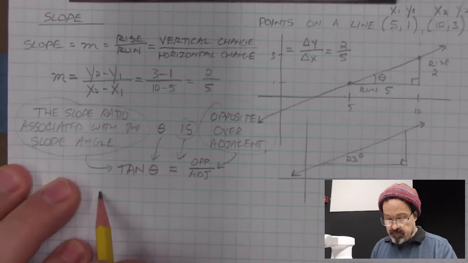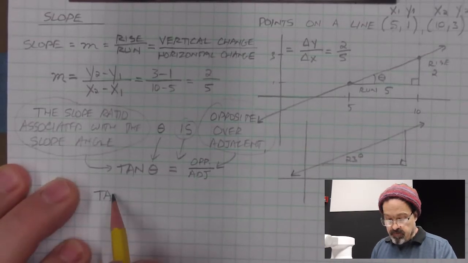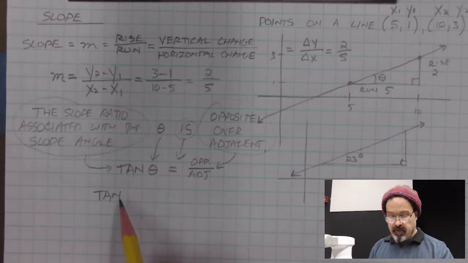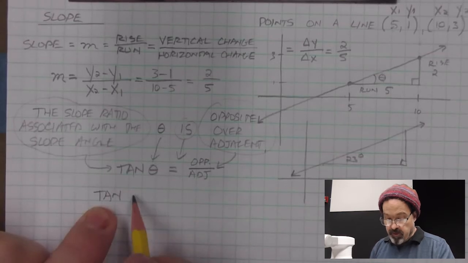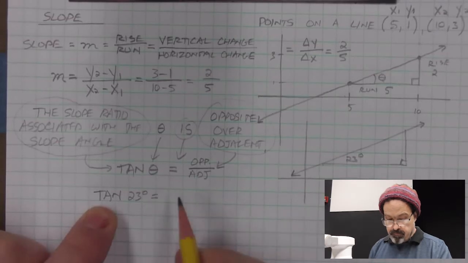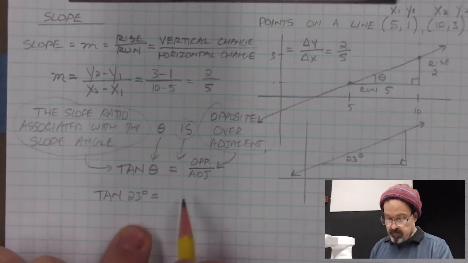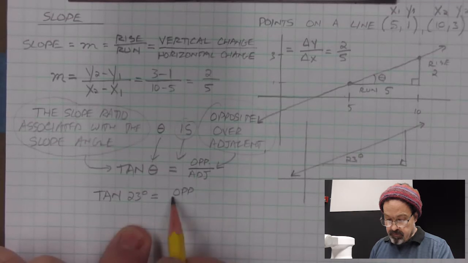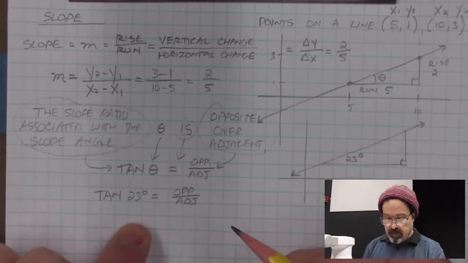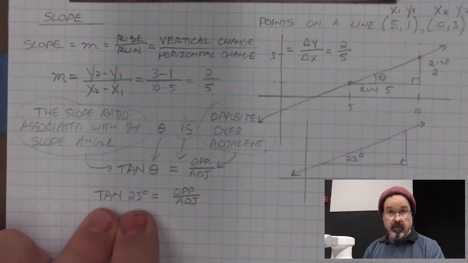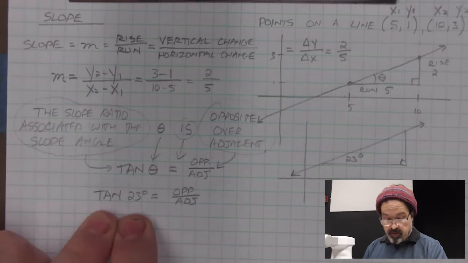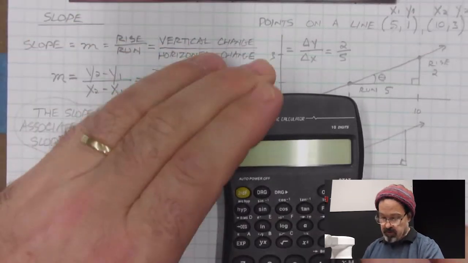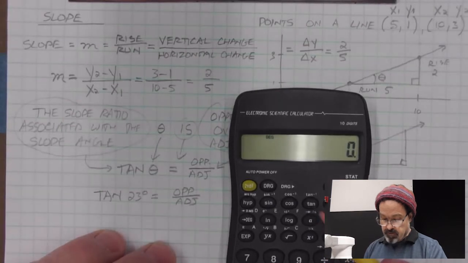We're going to practice using this relationship. So this relationship means that the tangent, meaning the slope ratio that we're trying to find, associated with the slope angle that we know to be 23 degrees, is equal to the opposite over the adjacent side. Tangent of 23 degrees. There's no variables there. That's something that a calculator can give us. We have a key on the calculator, tangent.